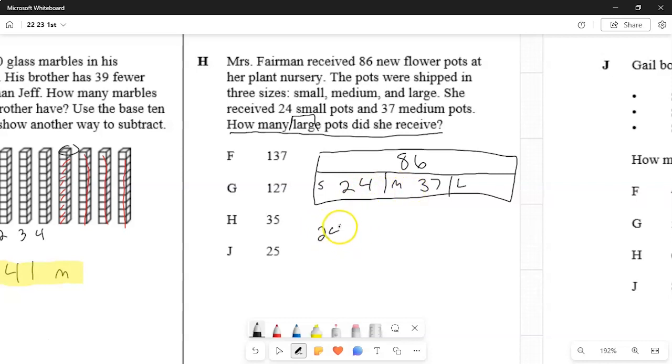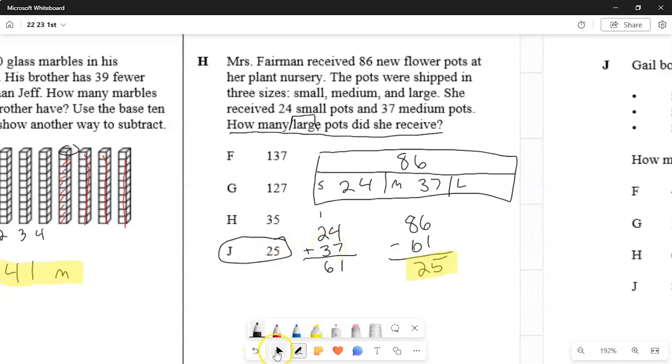That's 24 plus 37. 7 plus 4 is 11. And then 10 plus 20 plus 30 is 60. So that means there's 61 small and medium pots. If I take away 61 from the total, which is 86, that'll tell me how many large pots there are. 6 minus 1 is 5. And 80 minus 60 is 20. So that means 25 of the pots are large pots. That's going to be answer choice J.